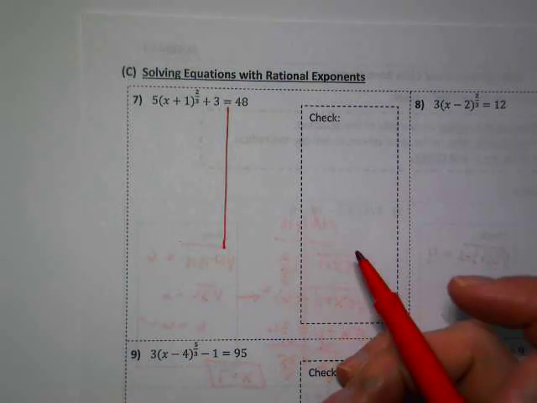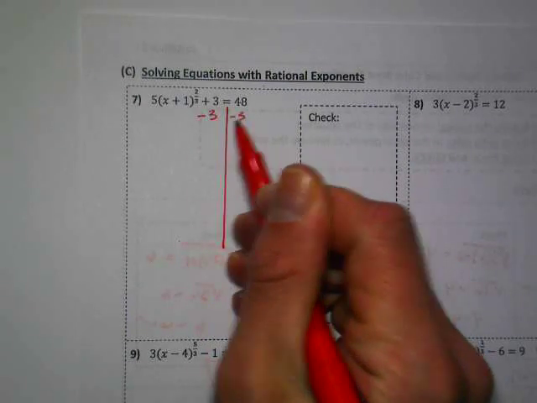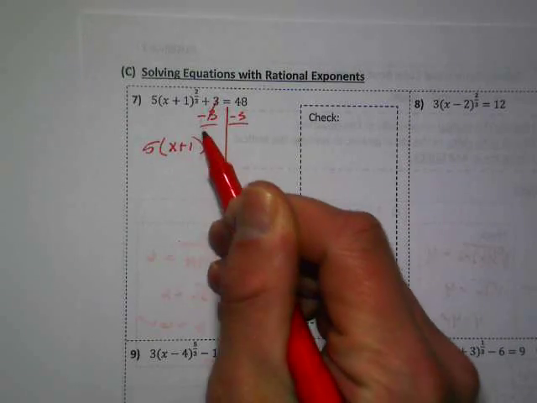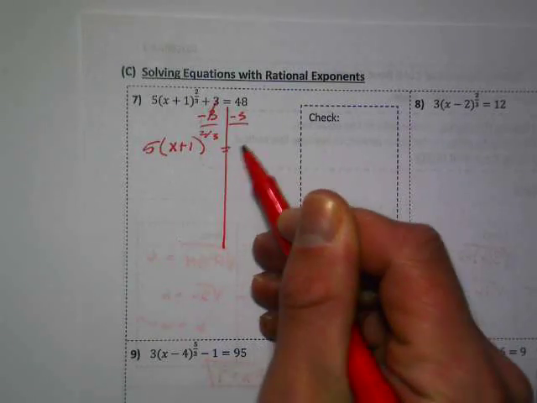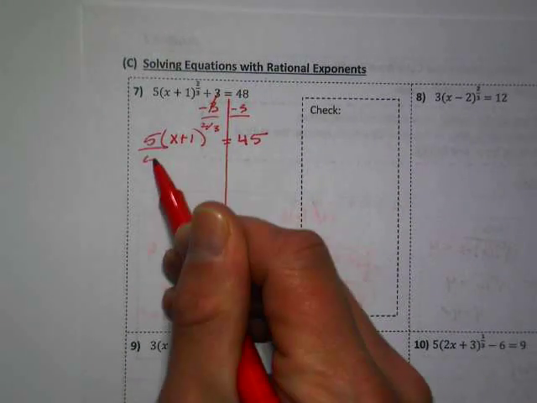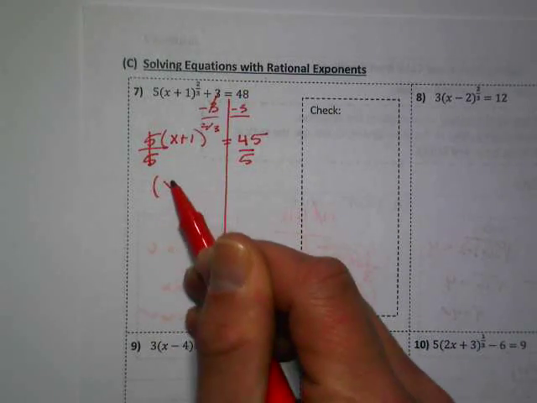So what's the first step here? Minus 3. All right, and then what? Divide by 5. Good, then divide by 5. So 45 divided by 5, 9.